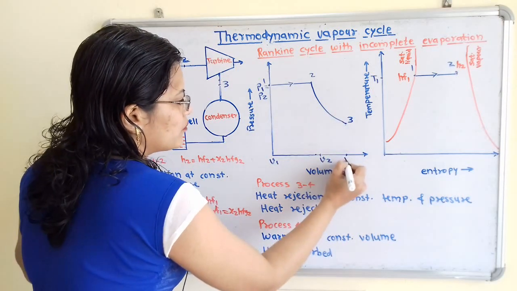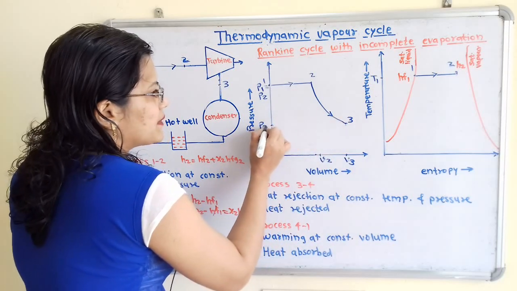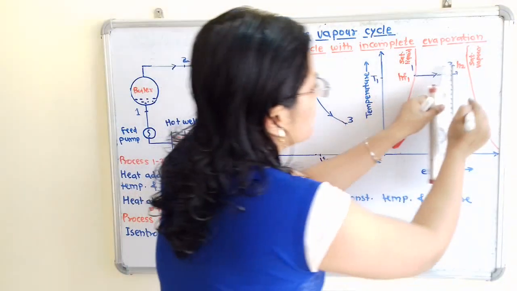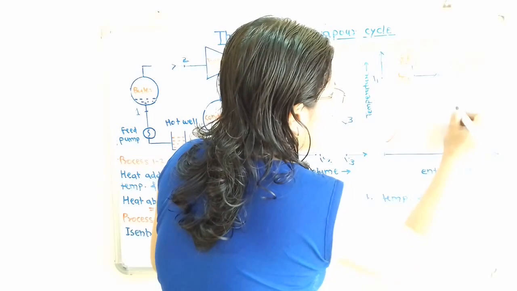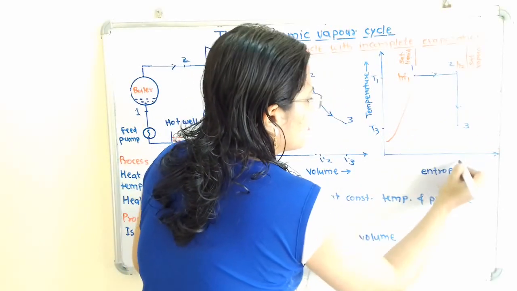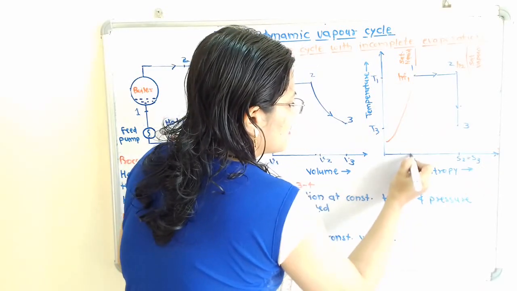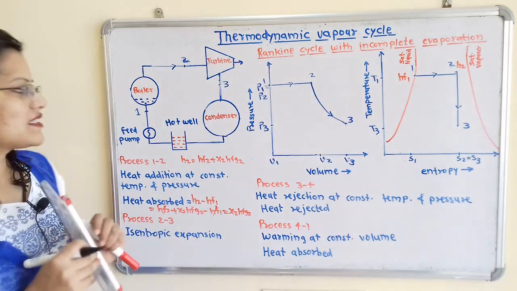So here is the volume V3 and we have to show pressure P3, and entropy will remain constant and we have to show decrease in temperature. So here will be point 3, then temperature T3, and here entropy S2 is equal to S3, and at point 1 here the entropy will be S1. So this process is getting completed.